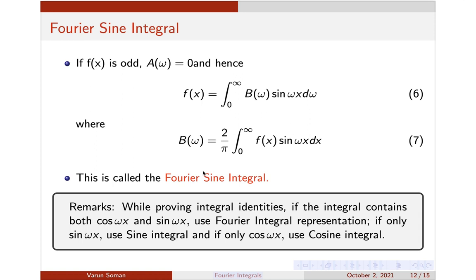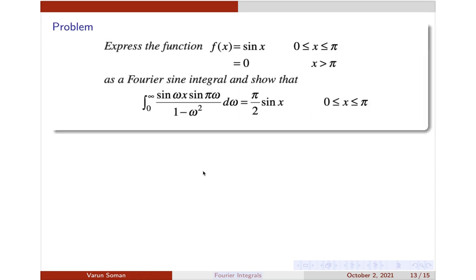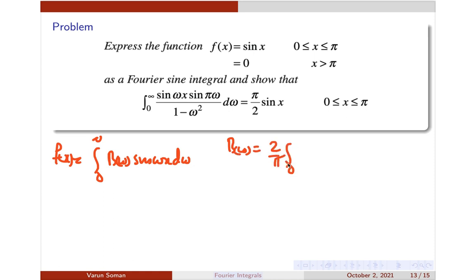Okay, so let's do one problem here. Express the function as a Fourier sine integral and show it like this. Let us try to do this one. So what is a Fourier sine integral? It is actually f of x equals integral 0 to infinity b omega sine omega x d omega, where b omega is basically 2 by pi integral 0 to infinity f of x into sine omega x dx, right? This is your b omega.